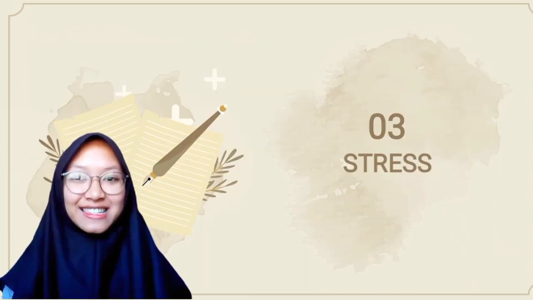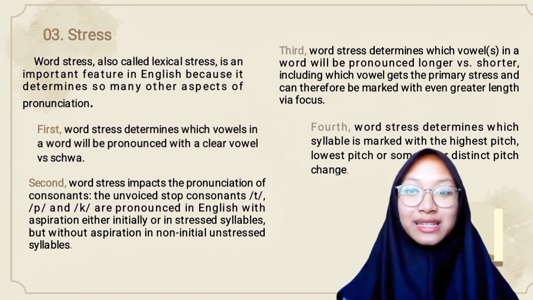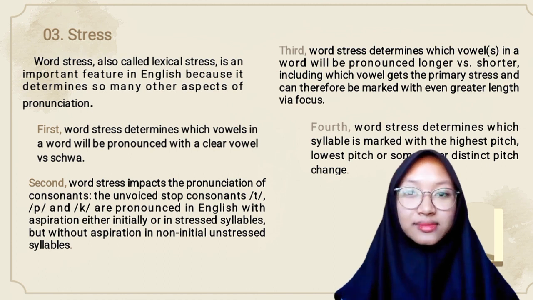Number 3 is stress. Stress, also called lexical stress, is an important feature in English because it determines so many other aspects of pronunciation. First, stress determines which vowels in a word will be pronounced with a clear vowel versus schwa. Second, stress impacts the pronunciation of consonants. The unvoiced stop consonants P, T, and K are pronounced in English with aspiration either initially or in stressed syllables, but without aspiration in non-initial unstressed syllables.